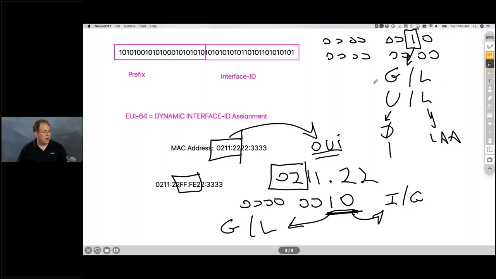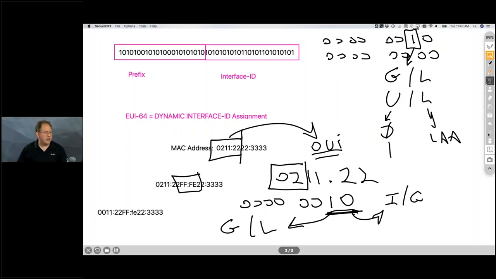So my final EUI 64 interface ID would be this: 0011 22FF FE22 3333. And of course, you wouldn't see the 00 because that's on the front end. Those are your leading zeros that would be removed.